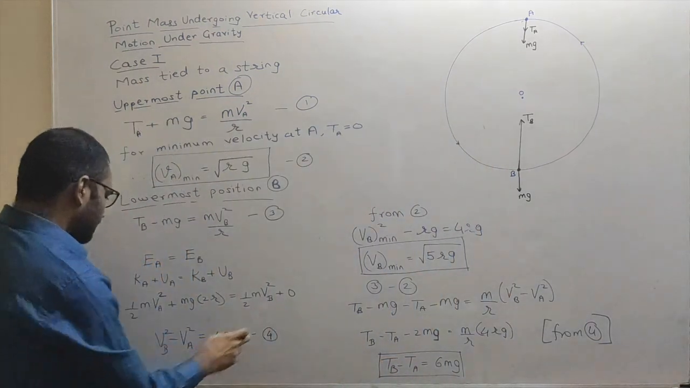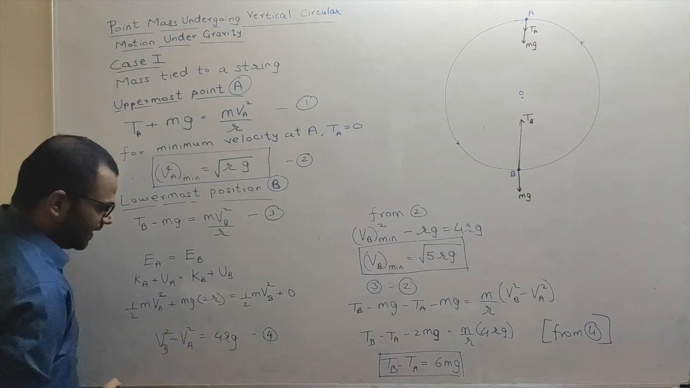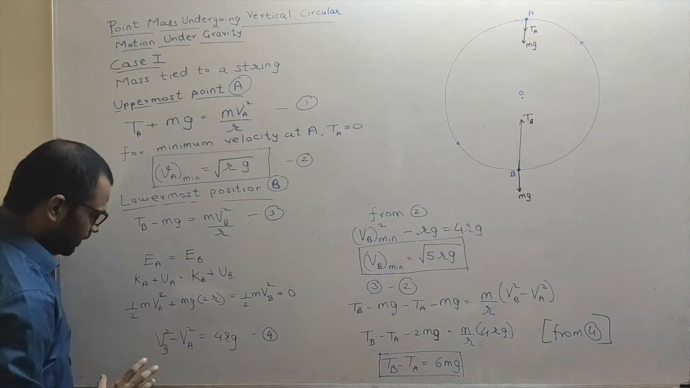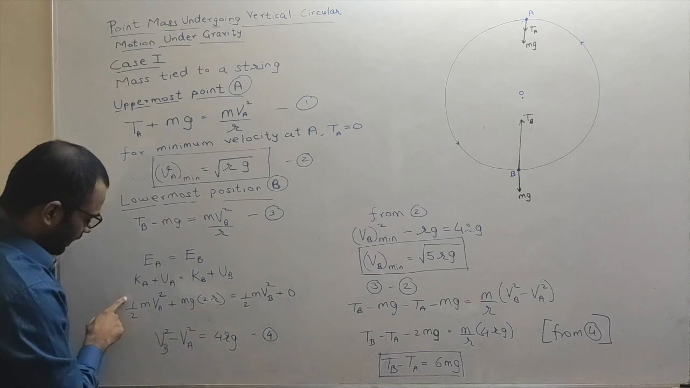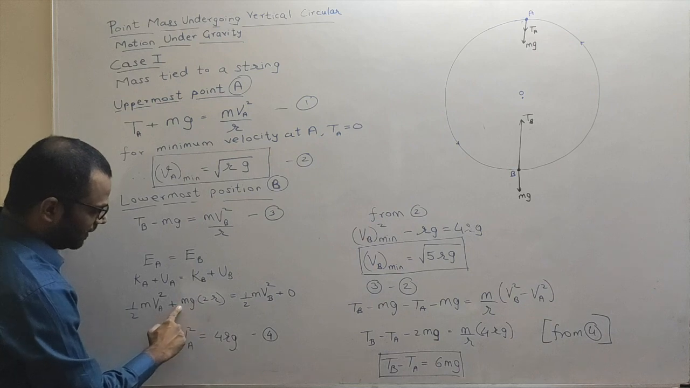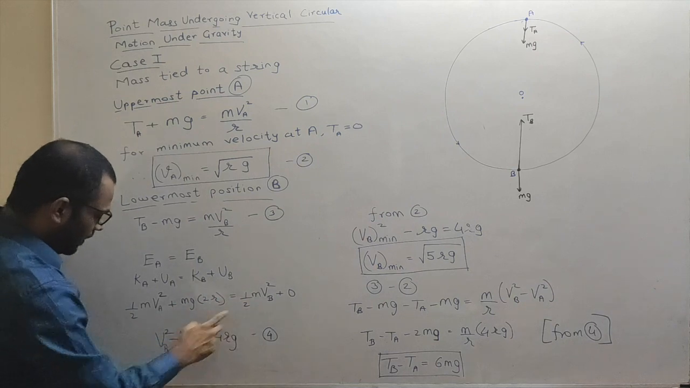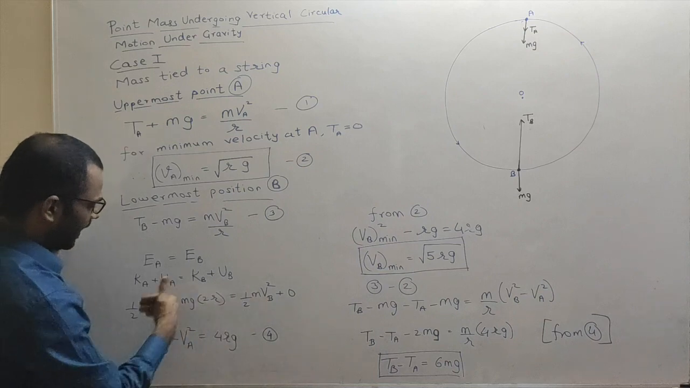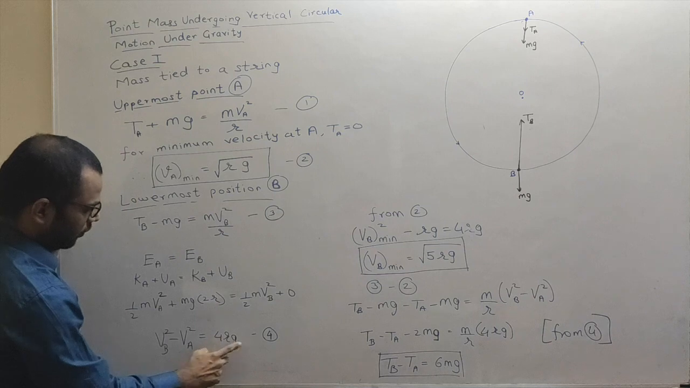Getting this? Okay. Now as you can see over here, m and m will get cancelled. And I am multiplying throughout by 2. So here 2 and 2 will get cancelled. Here 2 twos are 4 will become, and over here also 2 and 2 will get cancelled. So Vb square minus Va square will be simply 4Rg.